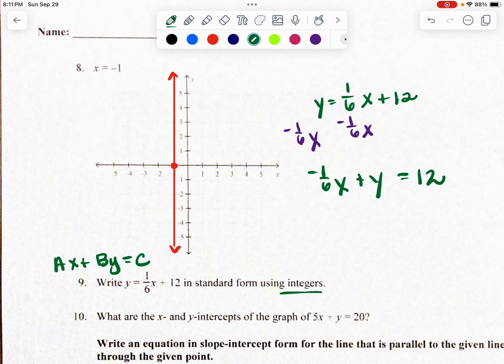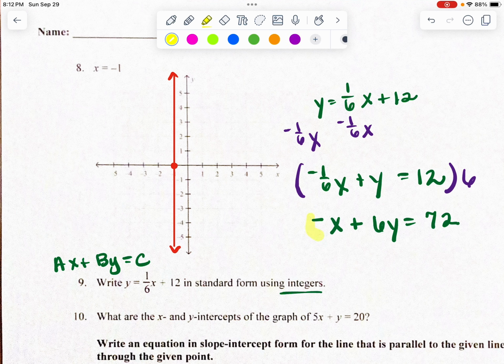I just need to get rid of that 1/6. Now that's the only denominator in the entire problem, so obviously that would be the common denominator. I'm going to multiply every term times 6. So negative 1/6 times 6 is negative 1. So that's going to be negative x plus 6y equals, and then of course 12 times 6 is 72. So that's the answer for number 9. You're just taking slope-intercept form and writing it in standard form.